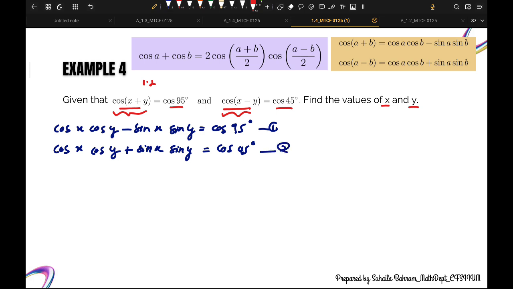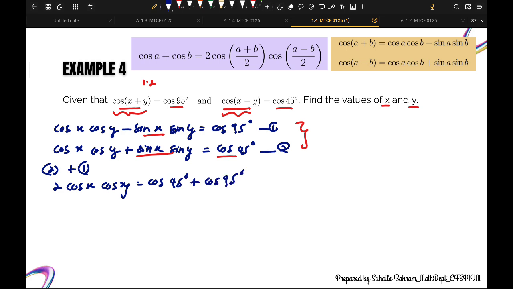So in order to solve for x and y, we have to make sure one of the terms can be eliminated. So between these two equations, let me add equation 2 and equation 1. By adding the two equations, we will get 2 cos x cos y, and for these two terms, sin x sin y, plus and minus, so they cancel and we get 0. On the right-hand side, it is equivalent to cos 45 plus cos 95 degrees.